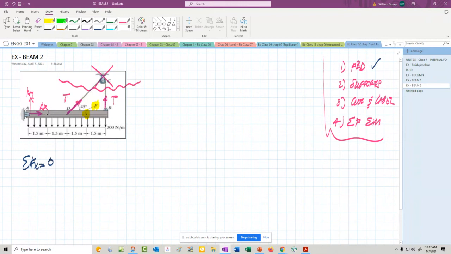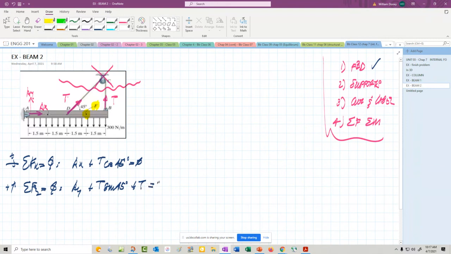Sum forces in the X direction equal to 0, positive to the right. AX plus tension cosine of 45 to the right equals 0. Really doesn't help us. Sum forces in the Y equal to 0, positive up. AY plus tension sine of 45 plus tension equals 0. Still not helping us, so we have to sum moments.